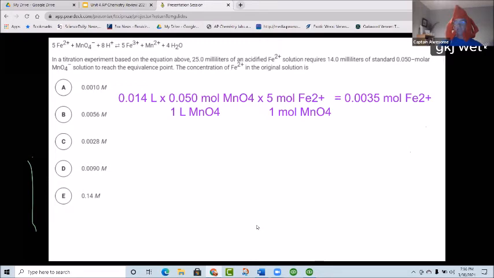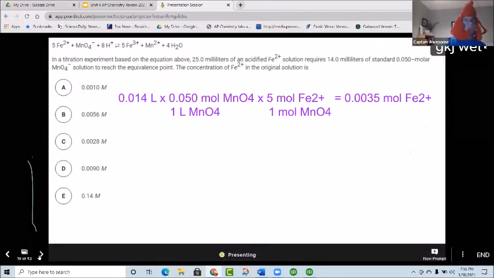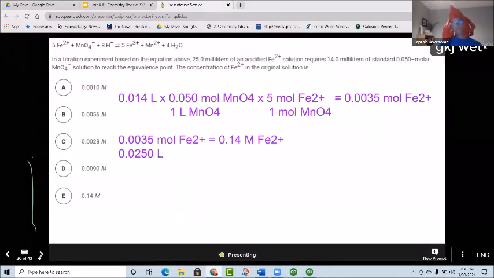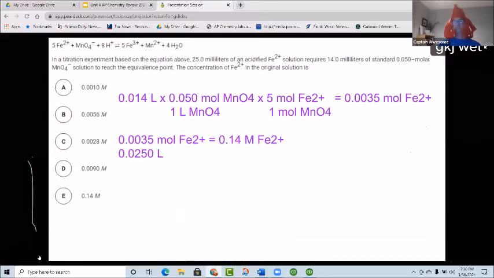So again, this is titration. We're using the known permanganate to figure out the unknown, the iron. So once we have the moles of the iron, we just divide it by the volume of the iron, because remember, molarity is moles divided by liters. So in the problem, it told me it was 25 milliliters. And so when I do that math, I get 0.14 molarity of the iron ion. So the correct answer there would have been E.